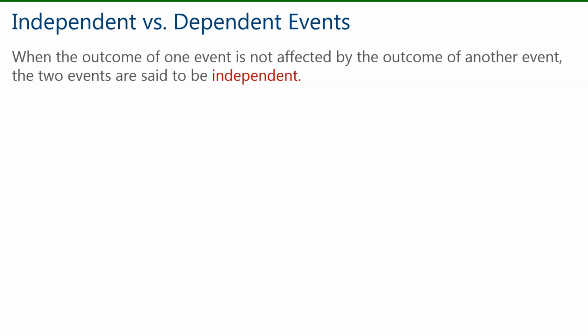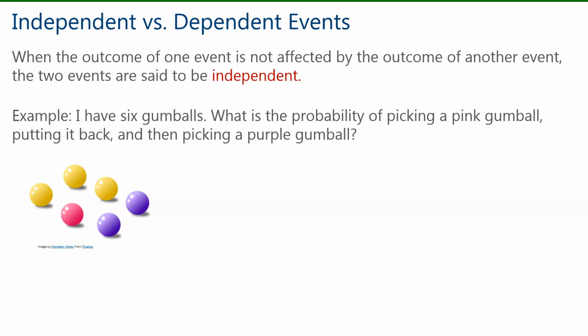When the outcome of one event is not affected by the outcome of another event, the two events are said to be independent. For example, I have 6 gumballs. What is the probability of picking a pink gumball, putting it back, and then picking a purple gumball? Well, the probability of picking a pink gumball would be 1 out of 6 because there's one pink gumball and there are 6 gumballs in total. The probability of picking a purple gumball would be 2 out of 6 because there are 2 purple gumballs and 6 gumballs in total. 2 out of 6 can be reduced to 1 over 3.